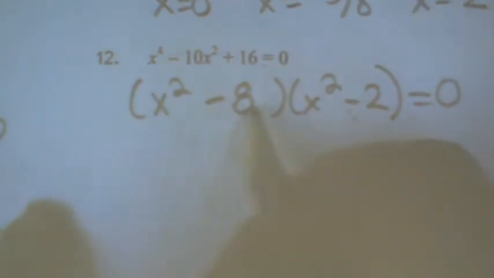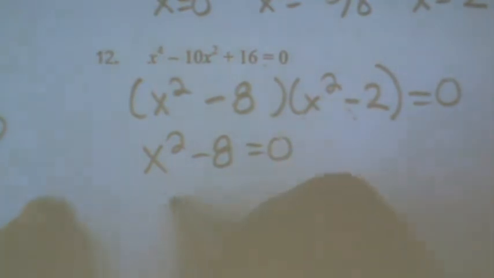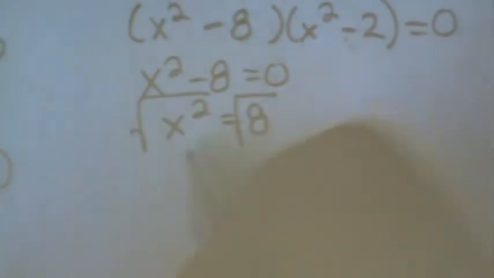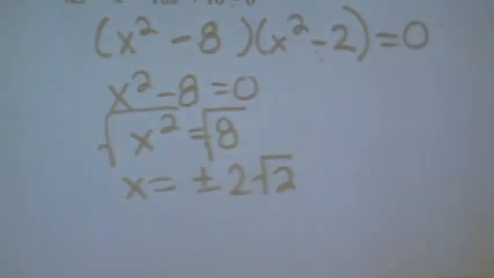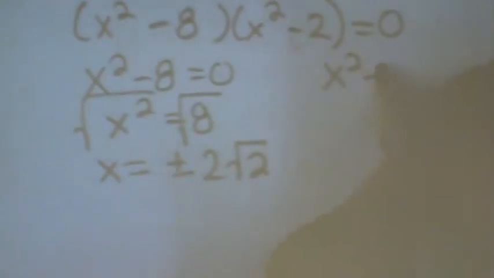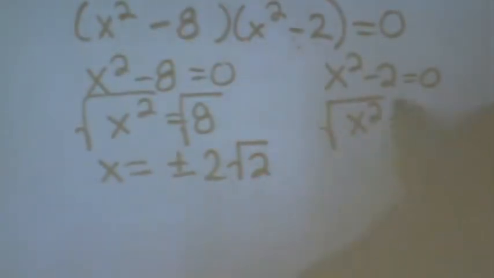So what you're going to do is set each of these equal to 0, add 8, square root both sides, and you end up with x is plus or minus 2 root 2. And for this side, x squared minus 2 equals 0, add 2. Root both sides, and you get plus or minus root 2.